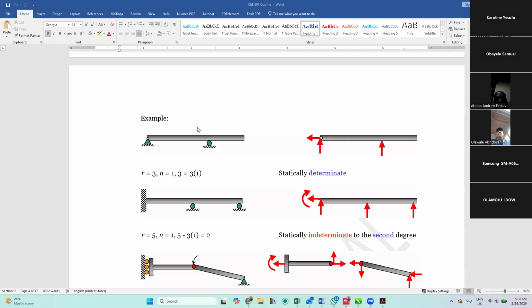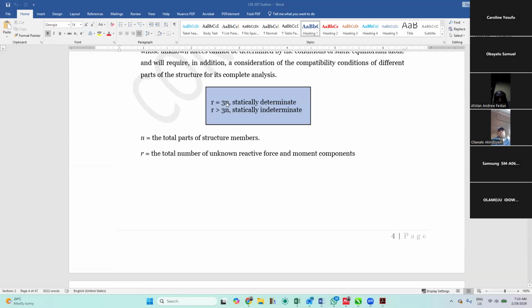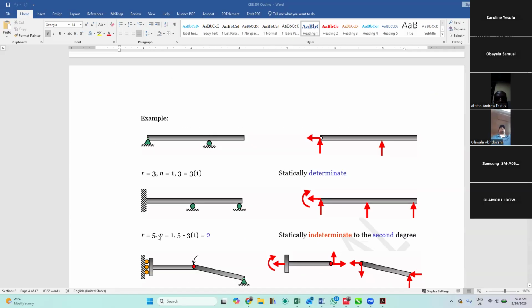Now, if we apply that principle, that R is equal to 3N, our R is 5, our N is 1. So 5 is equal to 3 times 1. But 5 is not equal to 3. So to complete that 5, we will need how many numbers more? That's 2, right? So what it means is that this structure is indeterminate, and that 2 that is remaining is to the second degree. So when we say indeterminate, to what degree? We are saying second. This one now will be second degree.